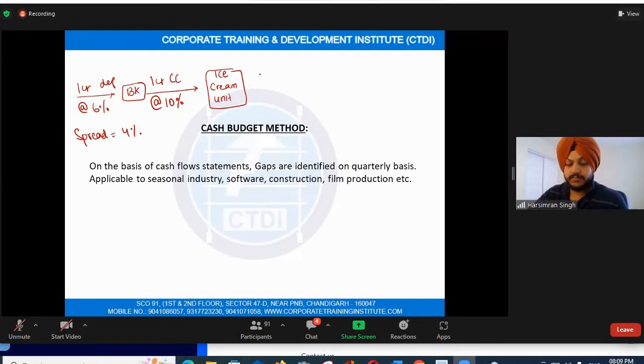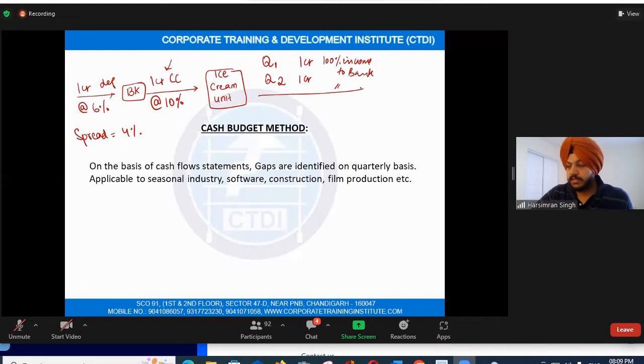But what happens for Ajay is, the sanctioned CC limit is 1 crore. In quarter 1 and quarter 2, it is a summer season. Sales are high. Ajay uses 1 crore CC. So bank is getting 100% income for bank. Yes or no?